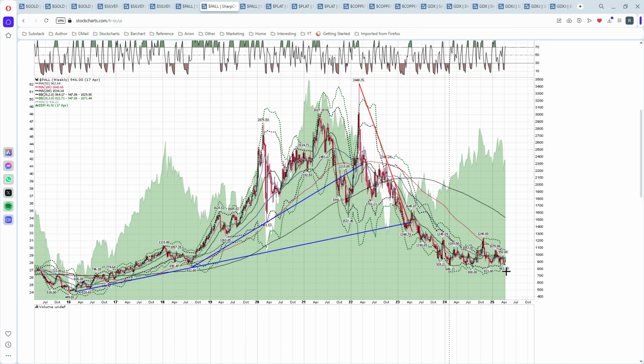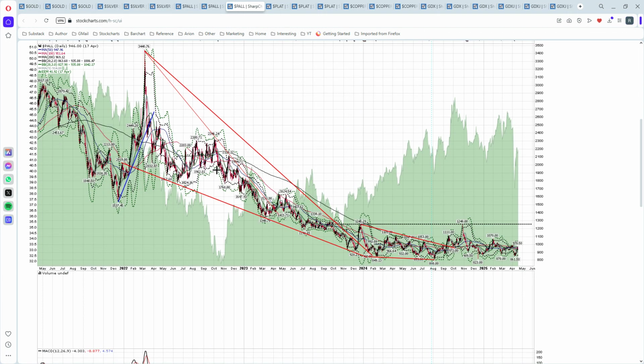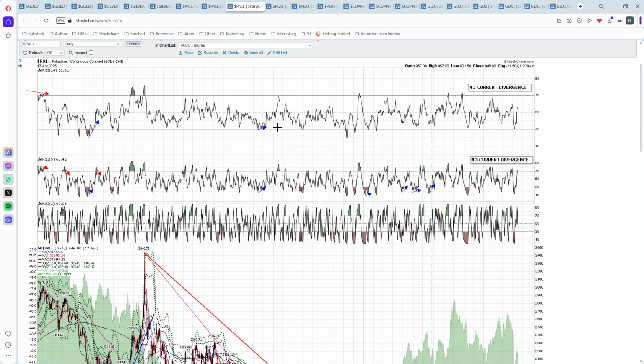I am wondering, I've been mentioning that this double bottom setup would be improved by a retest of 808. I'm still wondering if we might get that. Looking at the daily chart, wondering the same, no current divergence.